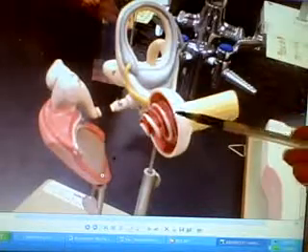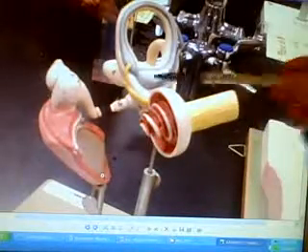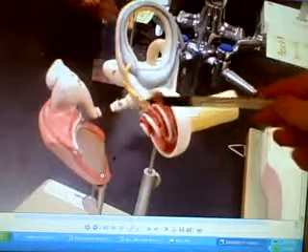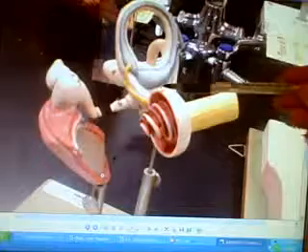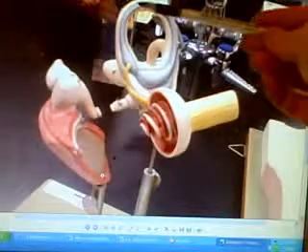Stapes, cochlea, cochlea nerve, you can see part of the vestibular nerve, and you have the membranous labyrinth, the blue piece, these semicircular canals.